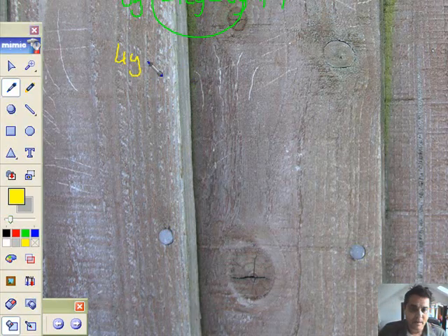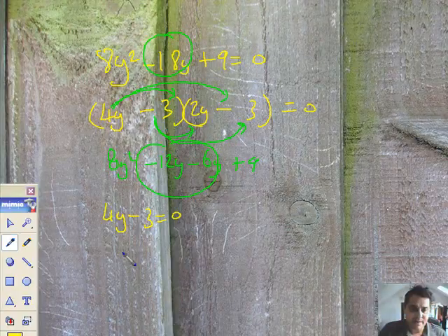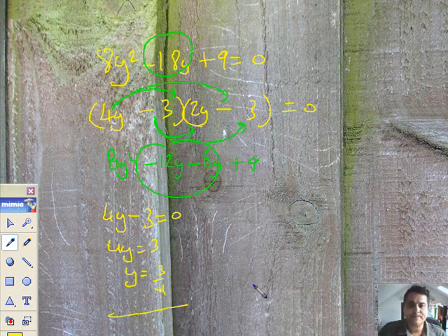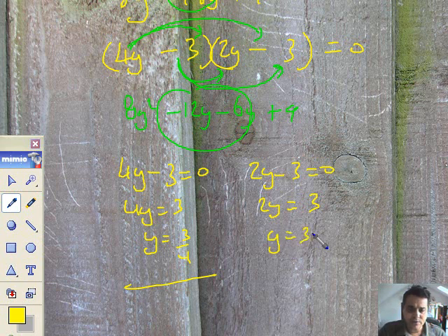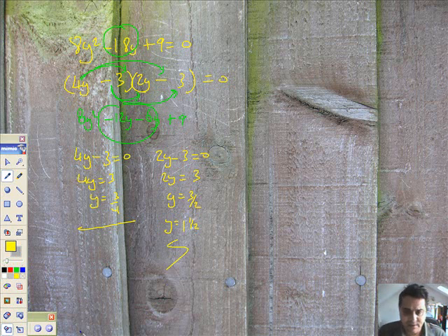So what have I got? I've got 4y minus 3 is 0, so 4y equals 3, from which y becomes 3/4. Okay, that's one solution. The other one, 2y minus 3 is 0, so 2y equals 3, so y equals 3 over 2, otherwise known as 1 1/2. Okay, second solution.